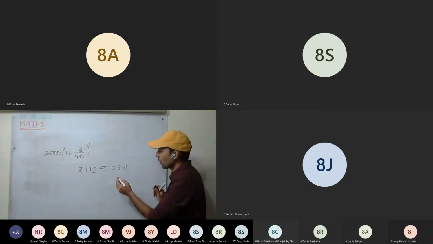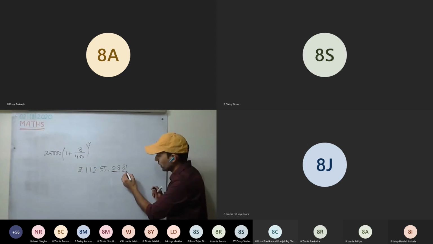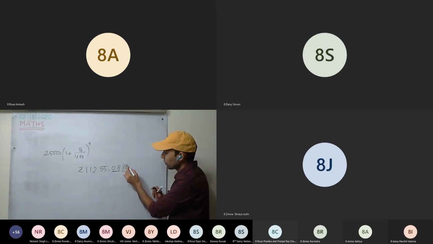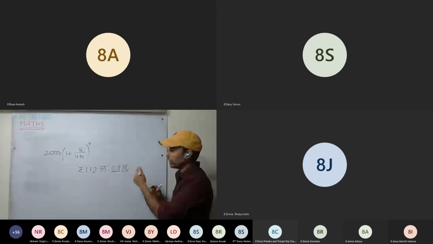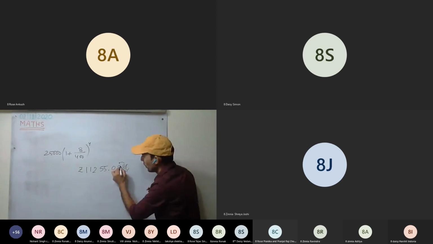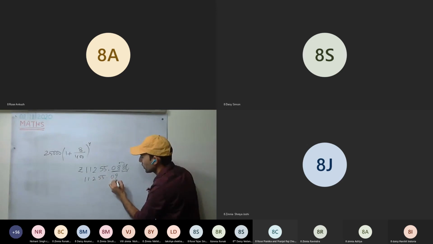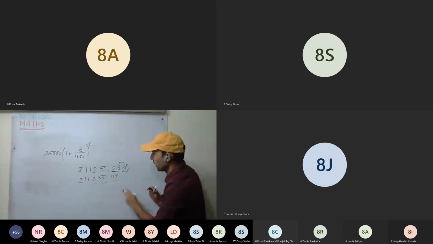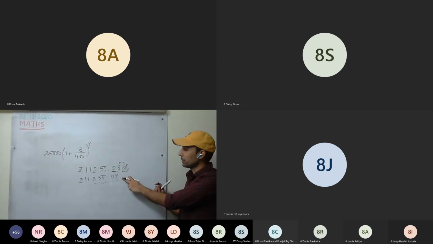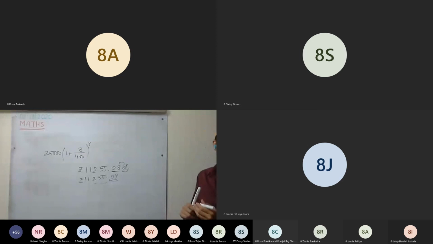Now, see here, in rupees we always have only 2 decimal places, so we have to round it off. So 1 is less than 5, so simply avoid this one. 8 is greater than 5, so we add 1 to the next digit. 11255.09. So this will be the answer. Round it off, we get the answer.